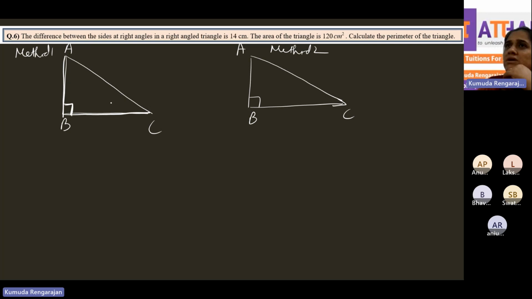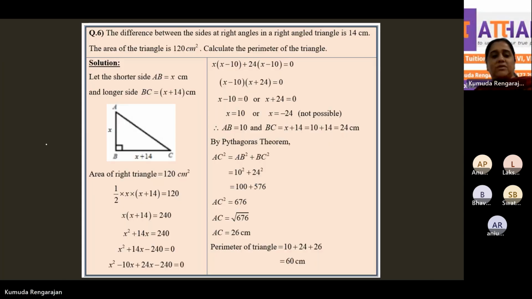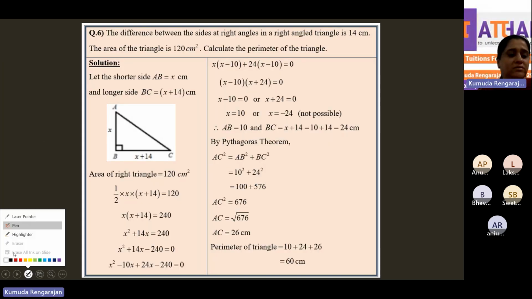So how will we assume? If the smaller side is x, then the longer side will be x plus 14. If the longer side is x, the smaller side will be x minus 14. If the smaller side is x, the difference is 14, so the longer side will be x plus 14. If the longer side is x, then the smaller side will be x minus 14. Okay, so I've shown it both ways.